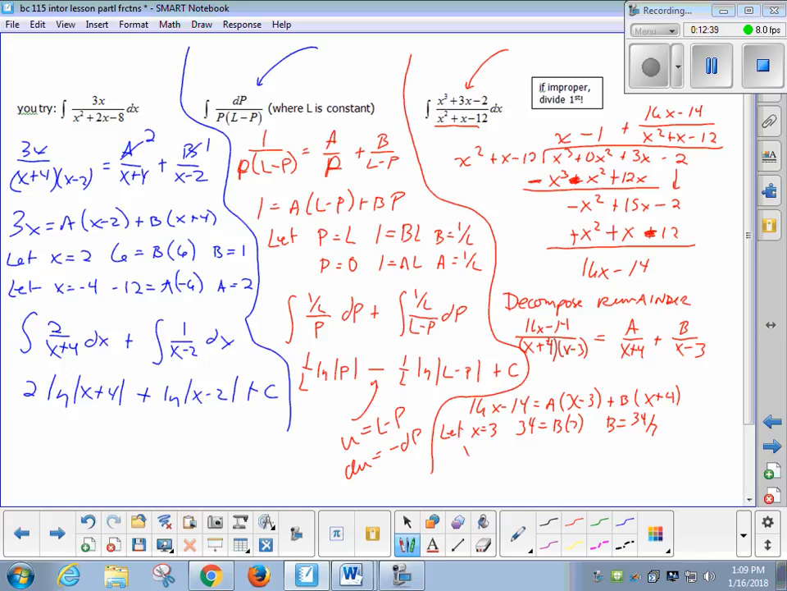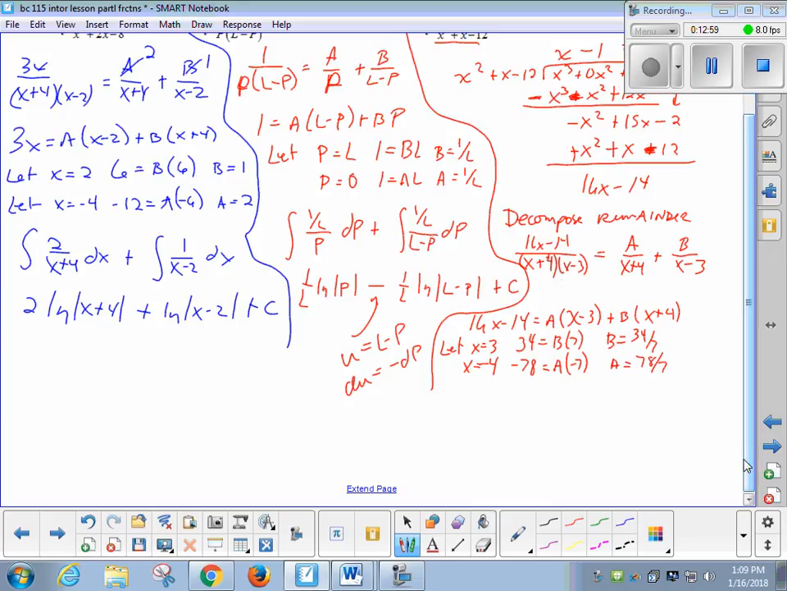Let x equal negative 4. What's 16 times negative 4? Negative 64 minus 14 is negative 78 equals A times negative 7. B drops out. A is 78/7, positive. Now we're ready to integrate.